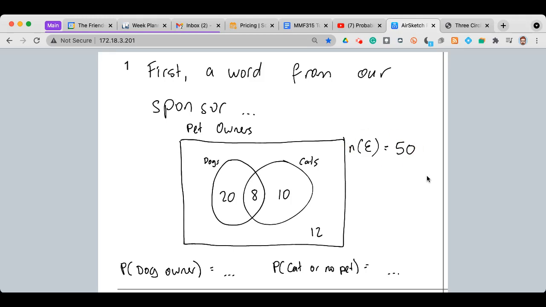Anyone got any questions? Yep. What's the 12 at the bottom? Okay, who can tell Stella what that is? Or Stella can answer her own question if she wants to. Is it the neither? Yep. Okay. Neither dog nor cat. Okay. Questions about that? Cool. Good question, Stella. Thank you.